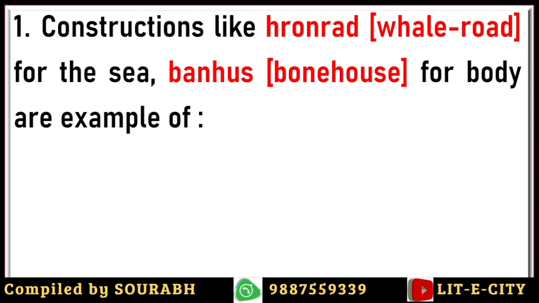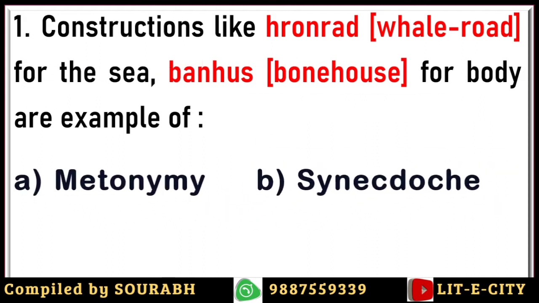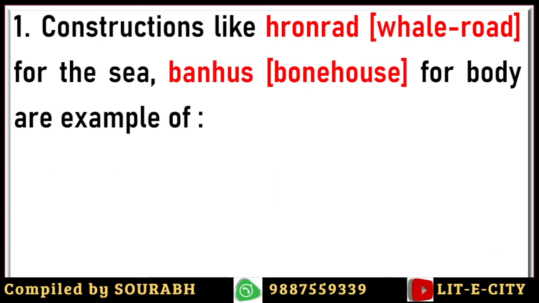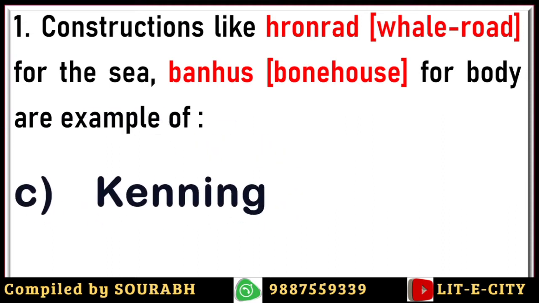Constructions like Ronrad or, in modern English, railroad for the sea, and bonhouse, or we can say bonehouse, for body: these are examples. Actually these are the terms related with Old English, and these constructions are known as, first option metonymy, second synecdoche, third kenning, and the fourth option compounding. Dear friend, these constructions where some nouns are compounded together were a particular feature of Old English, and the term used for such compounding is known as kenning. It is one of the most important features of the Old English language.